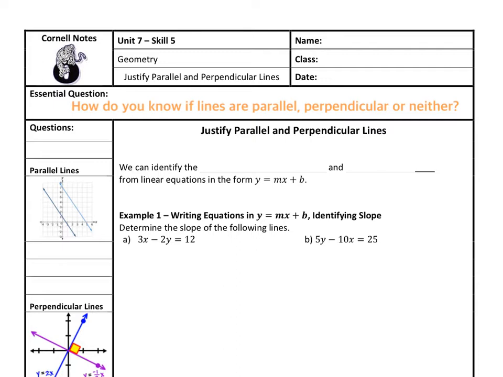This is Miss Wesley, and we're going to jump a little bit here and talk about lines now. We've been focusing on circles and writing the equations of circles and centers and radii and all of that fun stuff. Now we're going to switch gears and ask, how do we justify if lines are parallel, perpendicular, or, in fact, neither? That's our essential question for today. How do you know if lines are parallel, perpendicular, or neither?